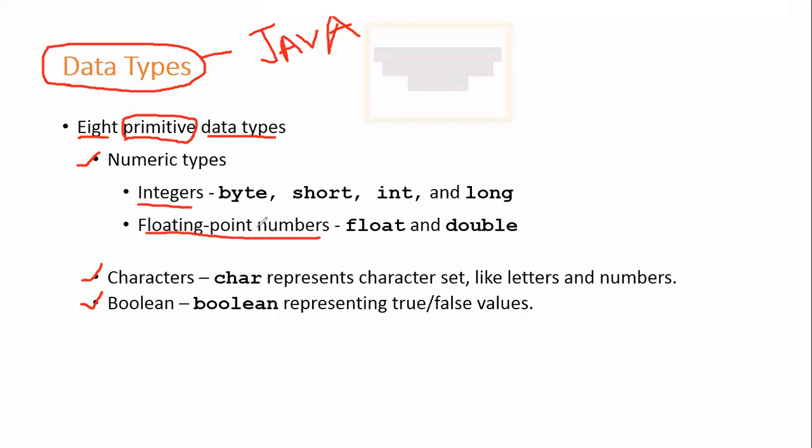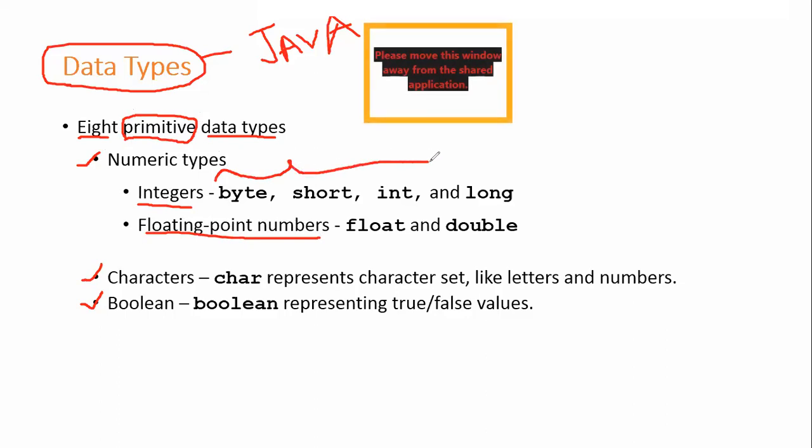Whenever you want to represent integers in your programming language, you need to pick the following data types. To be more specific, we call these integer data types. That is byte, short, int, and long. All these four data types we are going to call integer data types.